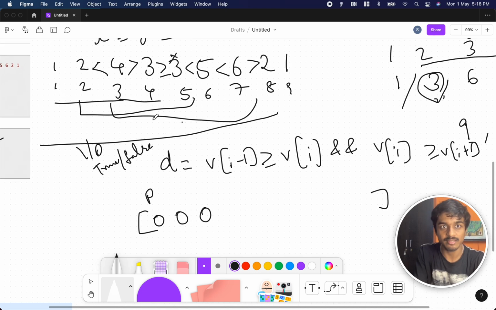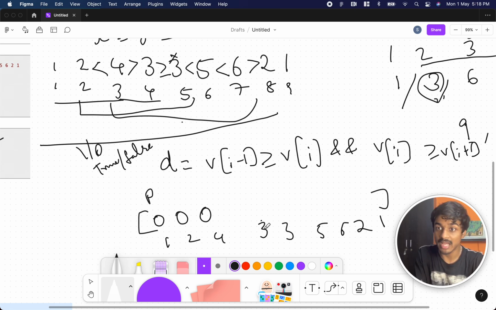So let me write the same here, that is 1 2 4 3 3 5 6 2 1. For 1 you got, 2 you got, 4 you got. Now 3 comes here. 4 is greater than 3, right? True. And 3 is greater than or equal to 3, that is also true. So d comes here, and to the previous element I am adding 1, it becomes 1. Now again this 3 comes, 3 is greater than or equal to 3, this is true. And 3 is less than 5, this is false, right? True and false is always false. So 1 plus 0 is 1. Now again 5 comes here, 3 is less than 5, 5 is less than 6, these both conditions are not satisfied.